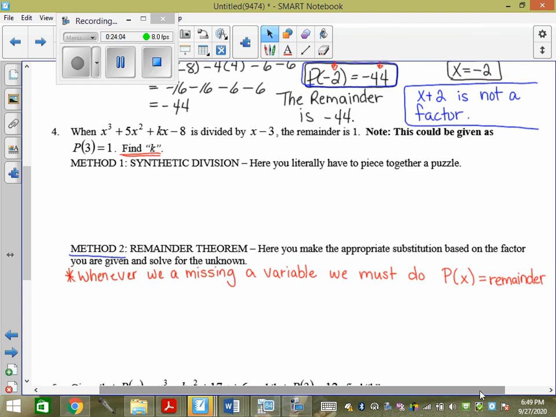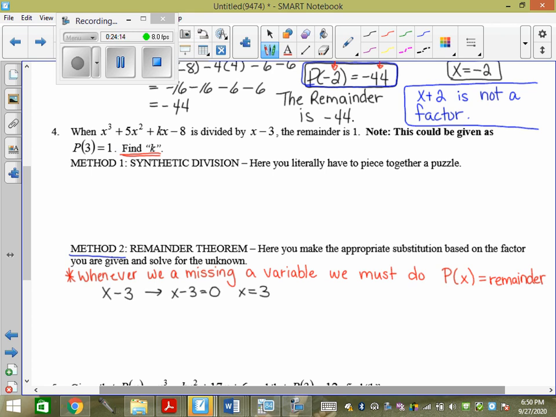Okay? So in this case, we had x minus 3. So we're going to solve that. We're going to go x minus 3 equals 0, x equals 3. So great, we have p of 3. And then what does it do? P of x equals the remainder. And what did they tell me the remainder was? 1. So it's going to equal 1. So that's why we could write it in this form. Do you think on the test they're going to say, oh, and by the way, it can be written in that form? No. You're going to have to remember that when you're missing an extra variable, so in this case a k, we need to get it into this format.